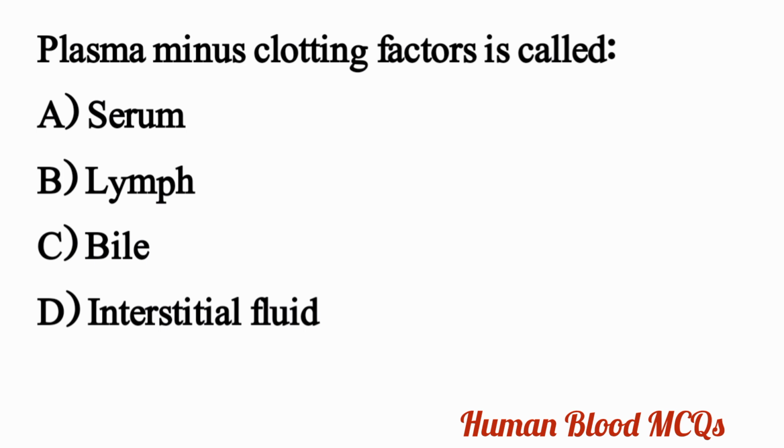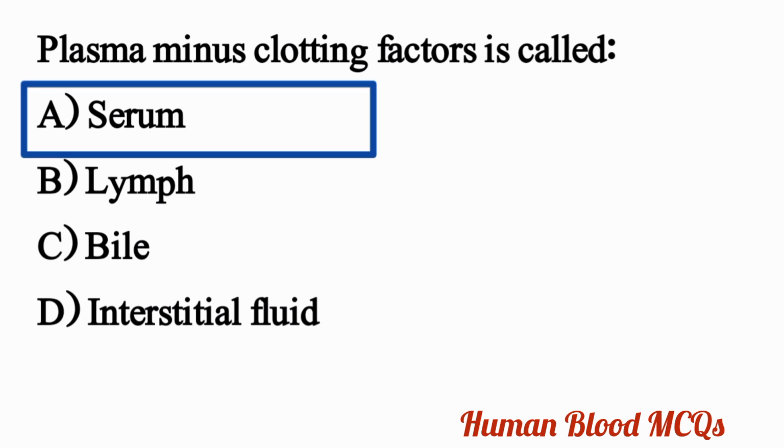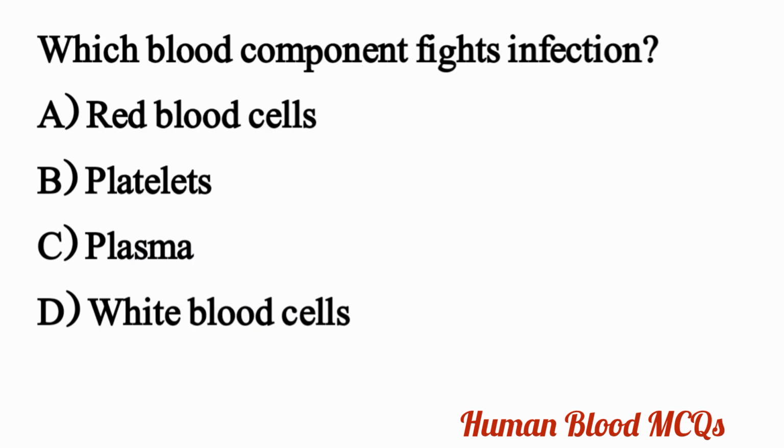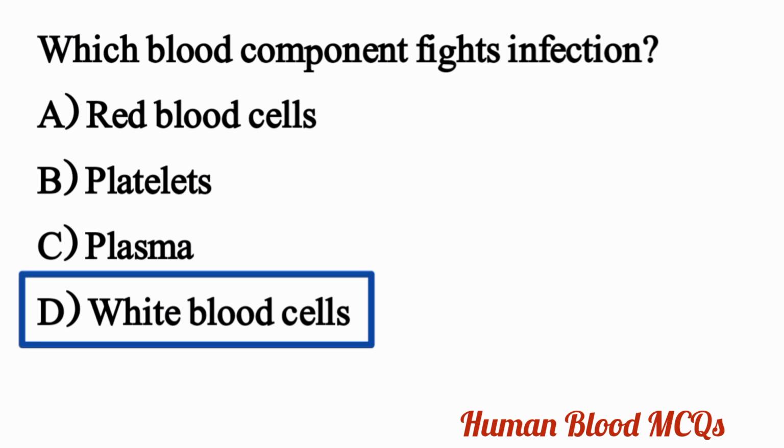Plasma minus clotting factors is called. The right option is option A, serum. Which blood component fights infection? The right option is option D, white blood cells.